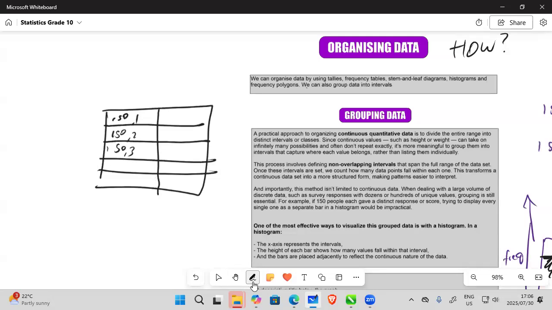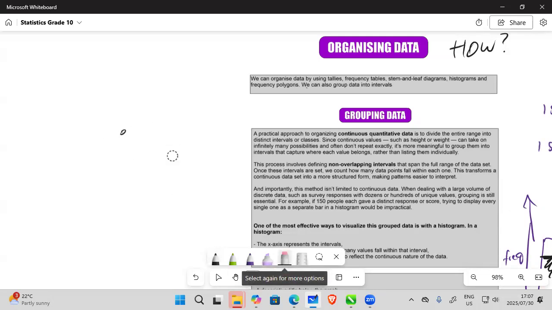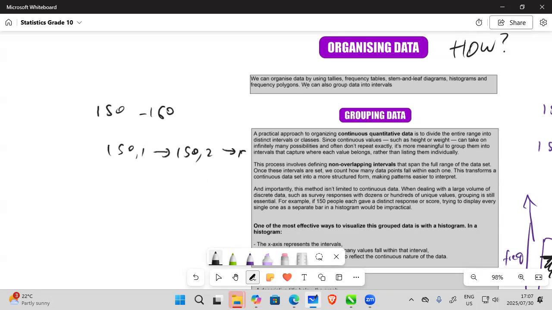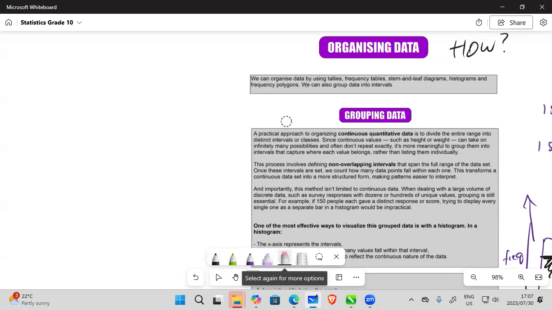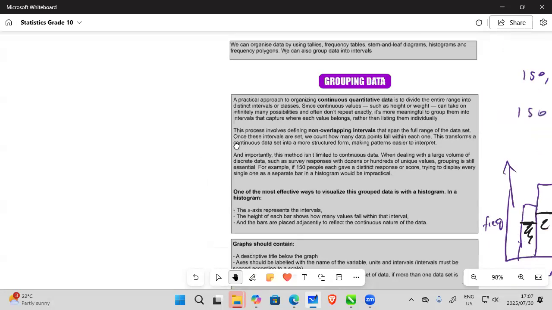So instead of doing that, we just say, okay, create a category that would encompass all of these values. So between 150 to 160, 150.1, 150.2, and 150.3 would all fall under this category. And so under the frequency side, we'll say, okay, three values fall within this category. Can you see that? That's basically what we are doing, because we're trying to simplify this data set, and you're going to use this extensively.